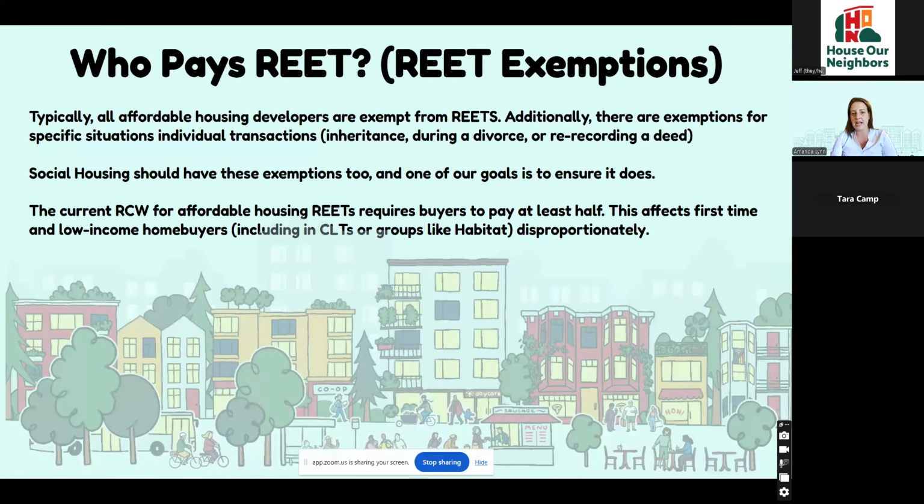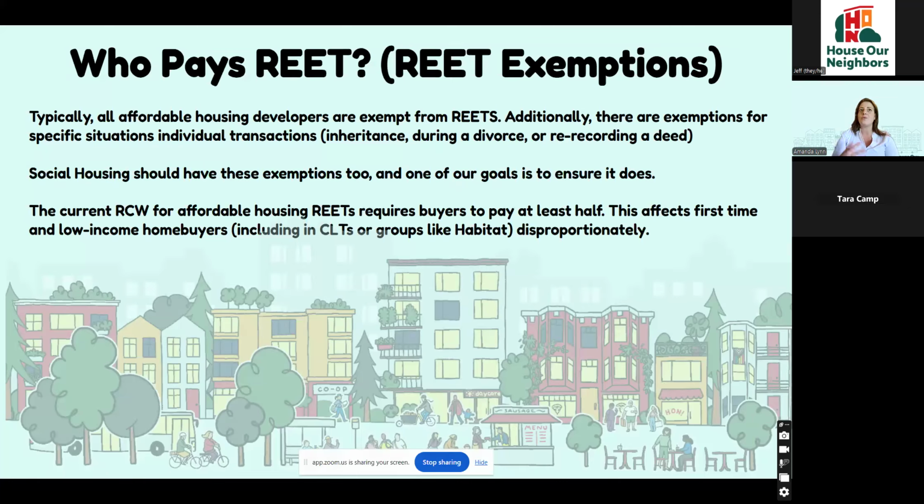I'll revisit the slide at the end because this is a really important one, but I'm just wanting to introduce it now. Right now, the way the REET is structured for affordable housing, groups like Community Land Trust or Habitat for Humanity end up getting disproportionately impacted because their very low income buyers are also paying the REET. So in a similar way to how I was just talking about how we don't want our social housing developer to pay back in REET taxes because it's counterintuitive, we also don't want low income first time home buyers to be paying REET taxes to the extent that that's possible.